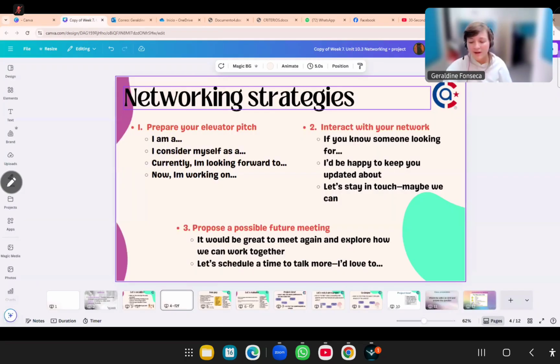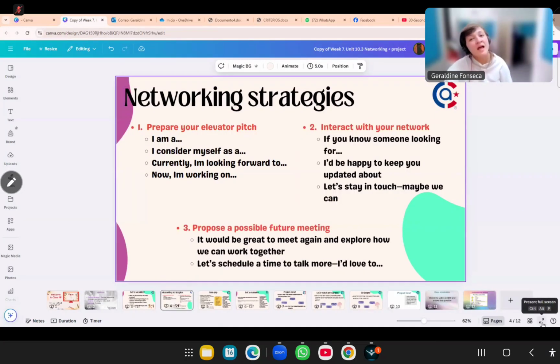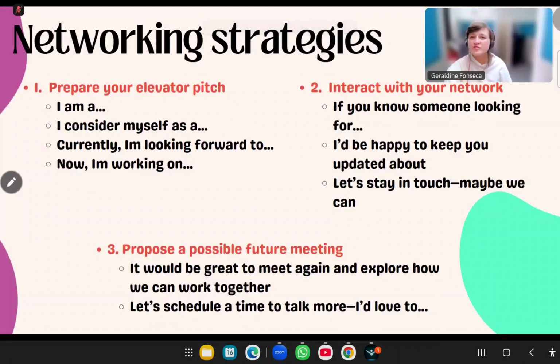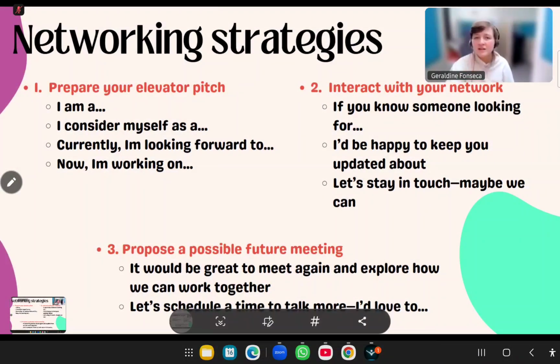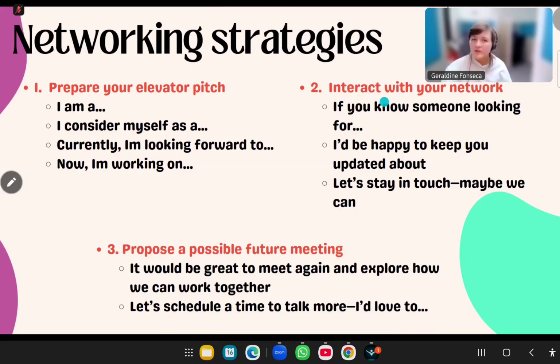So guys, coming back here, that's an elevator pitch. And that is going to help you not only in networking, but when you are introducing yourself, if you are presenting a new product, or if you need a proposal where you have to be chosen. That is the elevator pitch. That's the information that very concretely you say. Then you interact with your network.